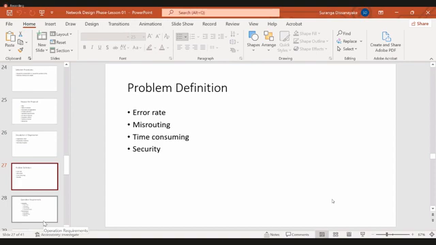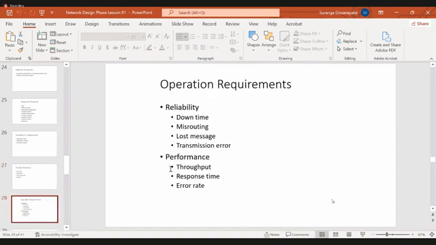Okay, the kind of things you have to identify at the network level. What was the error rate? What are the misrouting, the time consuming and security issues? You need to identify the problem, the issue definition. What are the issues based on the requirements?